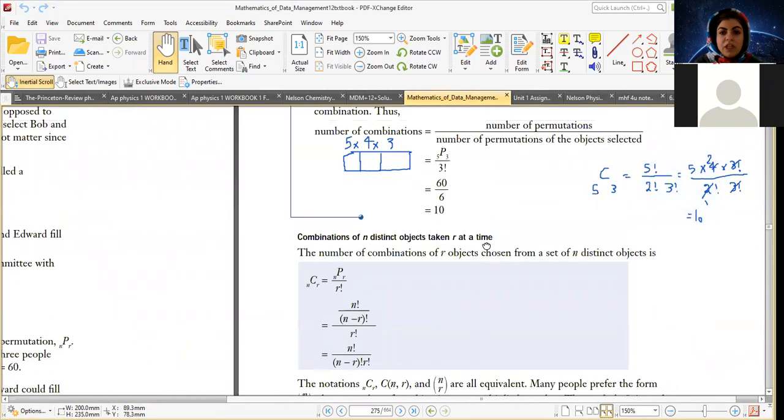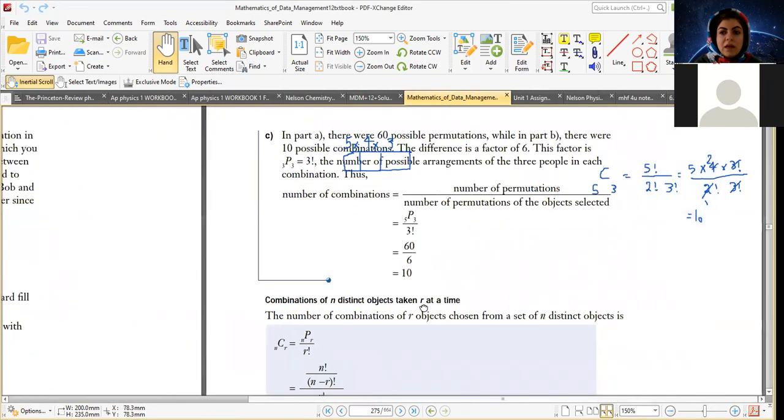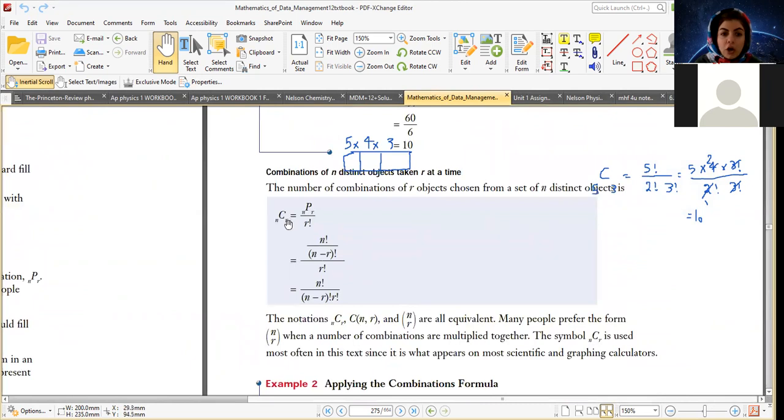Again, when you're choosing r objects out of n, and these objects are all the same, it means the order is not important. Do you have any questions?